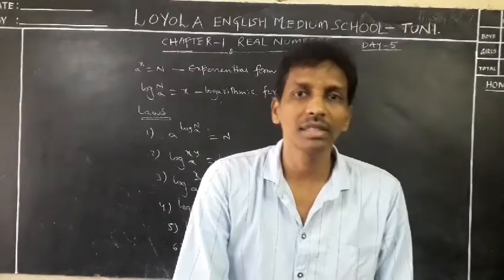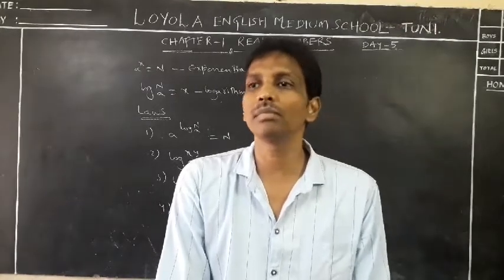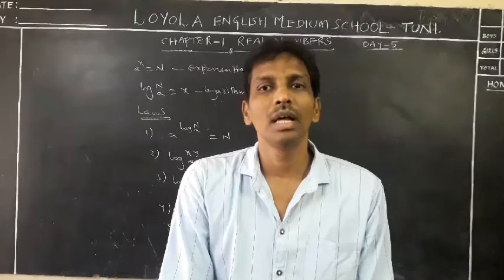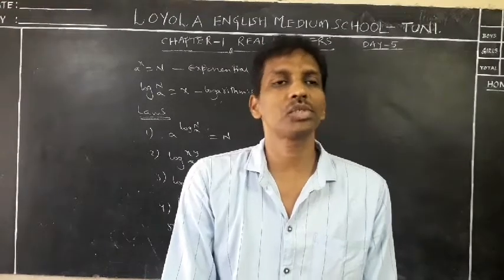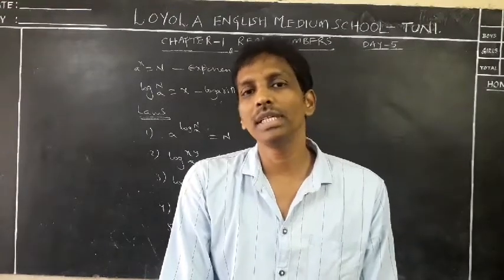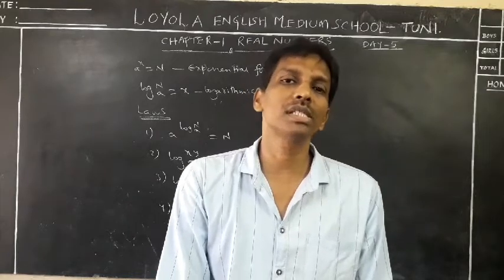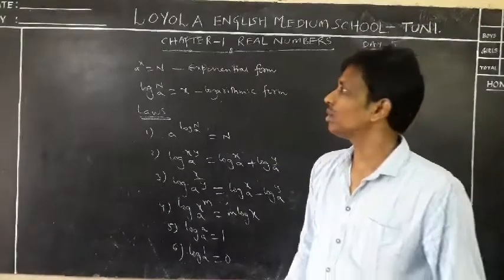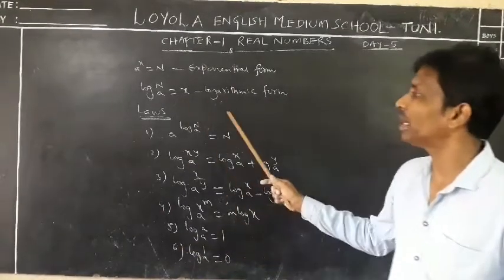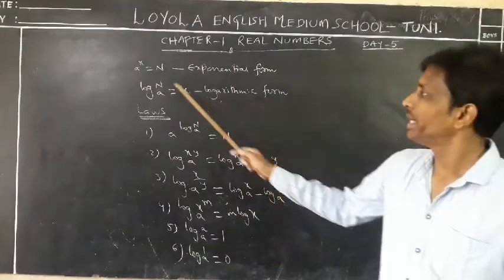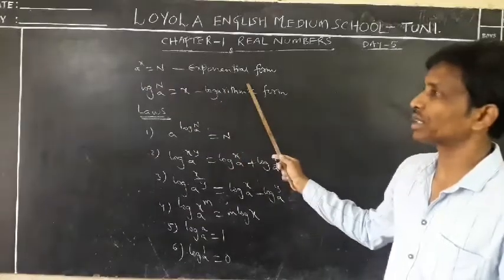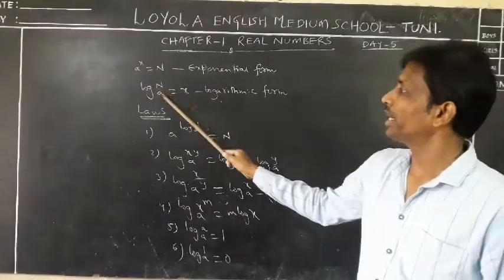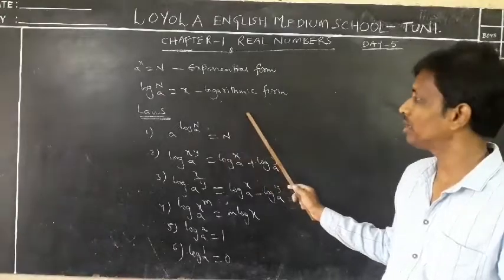Until yesterday, we have completed the logarithm definition and laws of logarithms, and we did some problems also based on logarithms. Let us once recall what is the exponential form and what is the logarithmic form. a power x is equal to n is an exponential form. Log n to the base a equal to x is the logarithmic form.